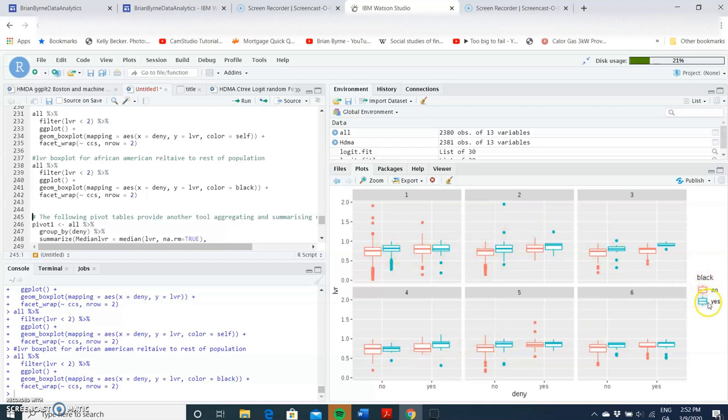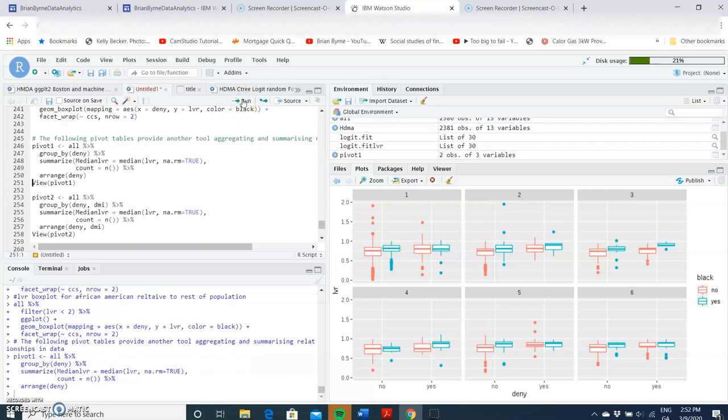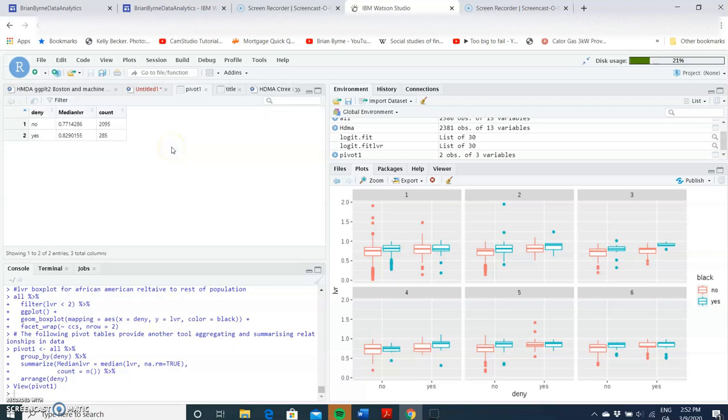So if you're African American, yes, and your mortgage has been approved, if we just look at those who got their mortgage approved, interestingly, for African Americans, the LVR could be higher, although for self-employed people, it seemed to be lower. Okay, let's do a pivot table then quite quickly, and let's view it. And we're looking at those who were denied mortgage. Those who got their mortgage approved, typically their median LVR was lower than those whose mortgage was denied, 0.82.